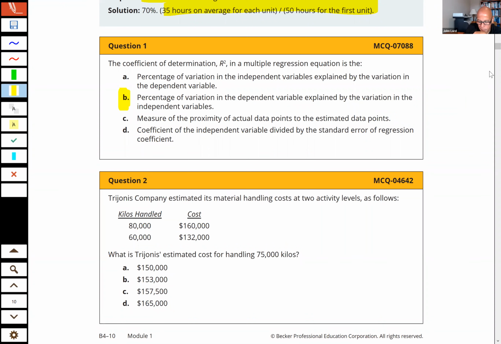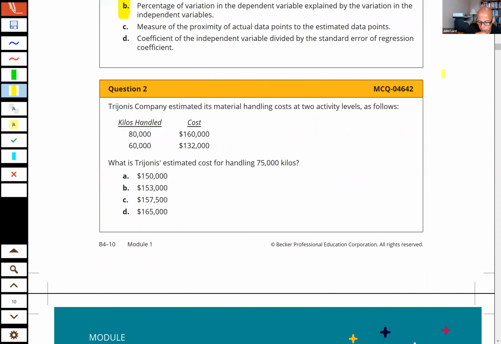Okay, good. Let's go ahead and take a look at this next question. I'll give you a little more time on this one, since there are a couple of steps you've got to go through.